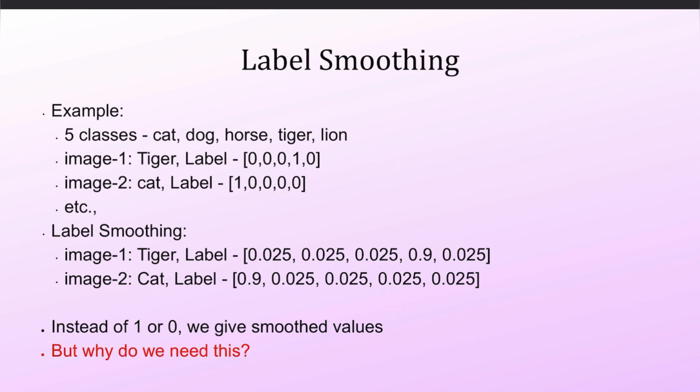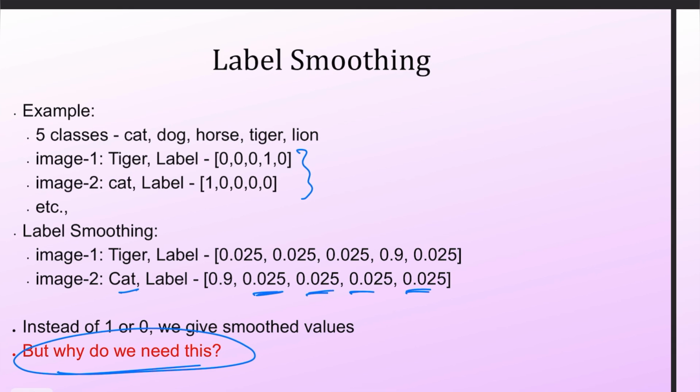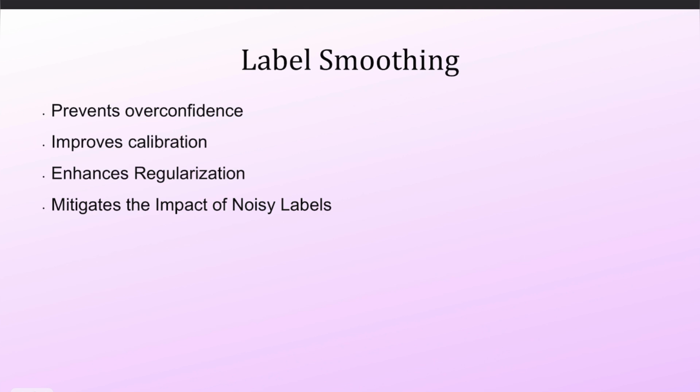That's it. But why do we need this in the first place? Why don't we give one hot encoding vectors like this? Why should we give these values if it is not that particular category? If it is not a cat, why should I give some weightage here? It actually helps in preventing overconfidence in the model. It also helps in the calibration process. There is a concept called calibration of the probability scores in image classification.